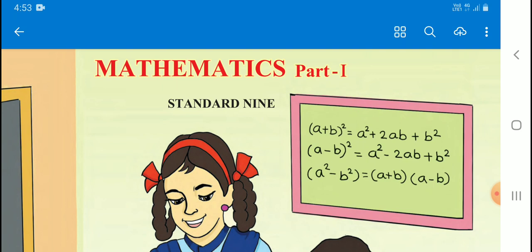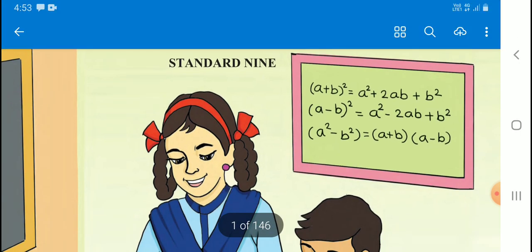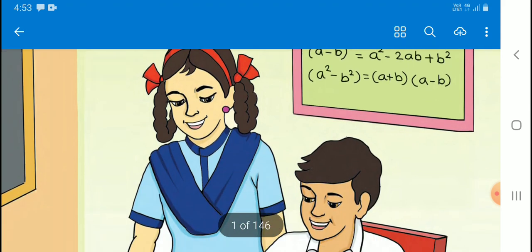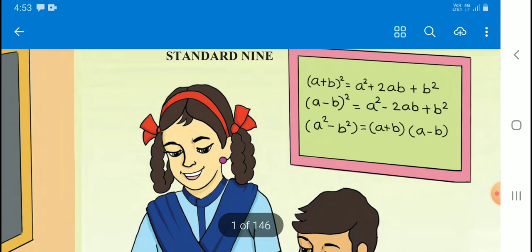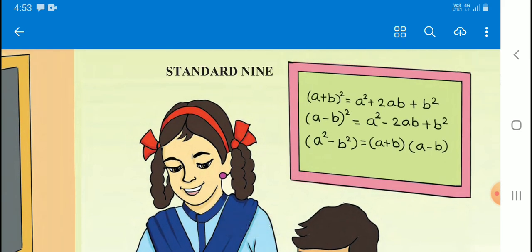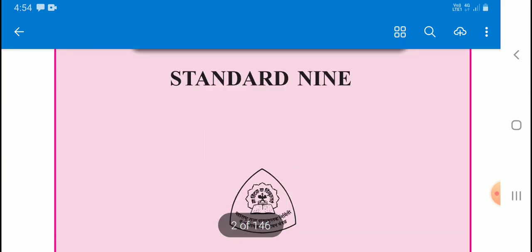If you see the cover page of the Mathematics Part 1 book, you can see two students writing something in a notebook. In the box above, there are some formulas. Do you know which formulas these are? These are the expansion formulae.